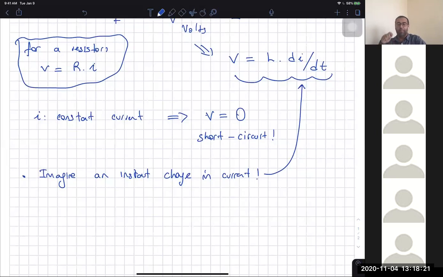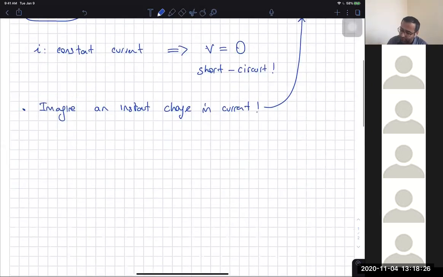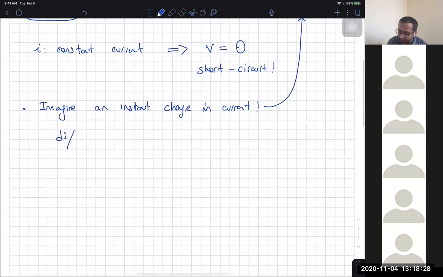And actually, if you're trying to write this mathematically, an instant change here means that this will be infinity, right? So that derivative will be infinity because there's an instant change in basically zero amount of time. So in that case, it's better to write this in this way.